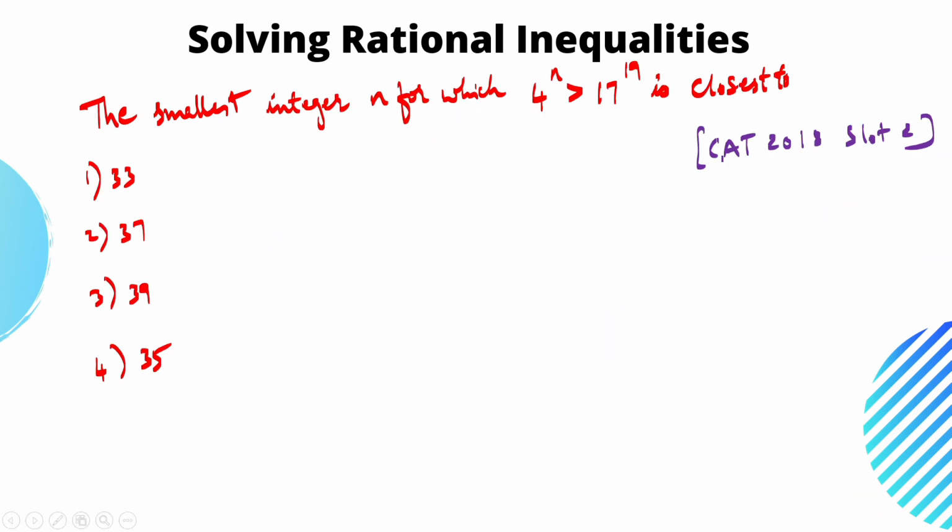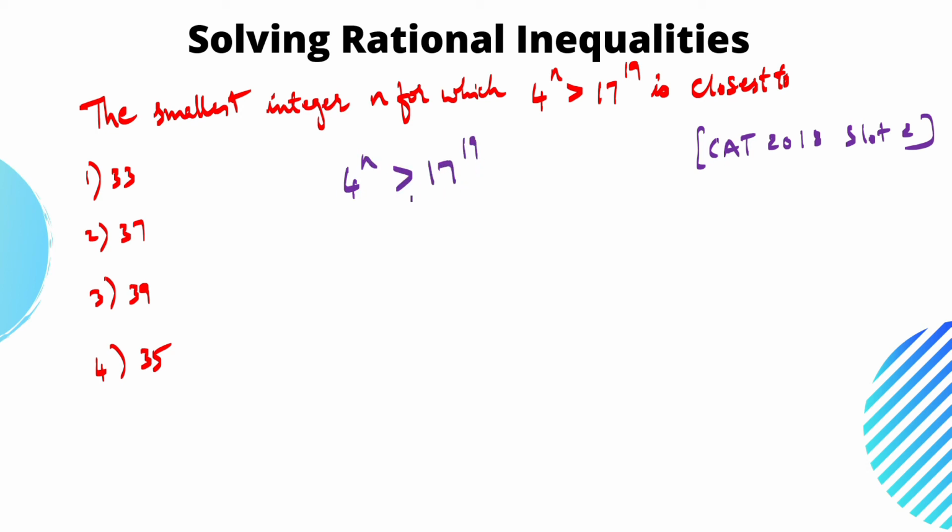So the next question is, the smallest integer n for which 4^n is greater than 17^19 is closest to what? This appeared in 2018 CAT slot 2. So if we observe this, 4^n is greater than 17^19.